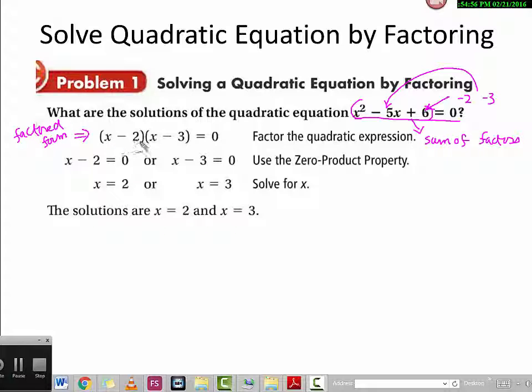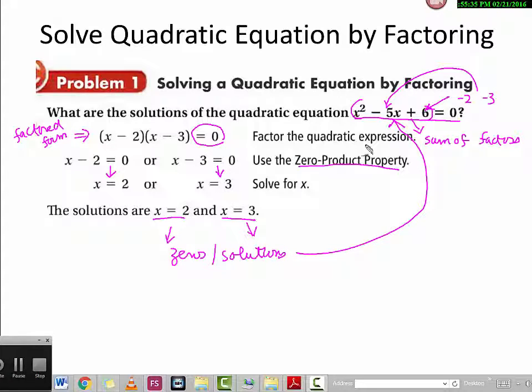Once we have the factored form, we can make use of the zero product property because it's equal to 0 here, so we can conclude x minus 2 equals 0 or x minus 3 equals 0. Then we can solve for x, and it gives us the solutions x equal to 2 and x equal to 3. These are the zeros, or the solutions, of the quadratic equation right here.